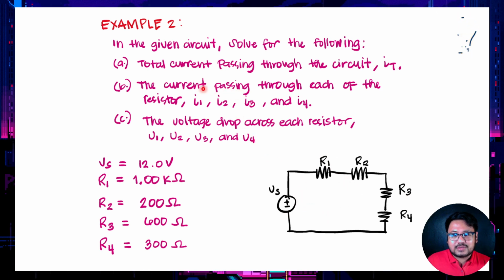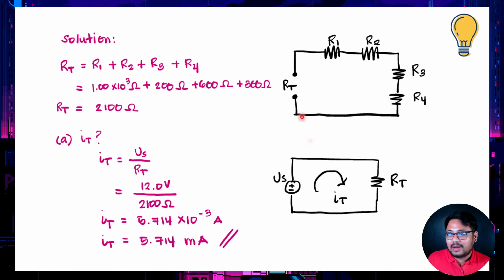In order for us to get the total current, that's actually step 1, we have to open our circuit through the voltage supply and get the total resistance. That is R1 plus R2 plus R3 plus R4. So that is 1 times 10 raised to 3 ohms plus 200 plus 600 ohms plus 300 ohms. You now have the total resistance, that is 2,100 ohms, or 2.1 kilo ohms. But I am not yet done solving, so I will just express it in terms of ohms. We could now answer letter A.